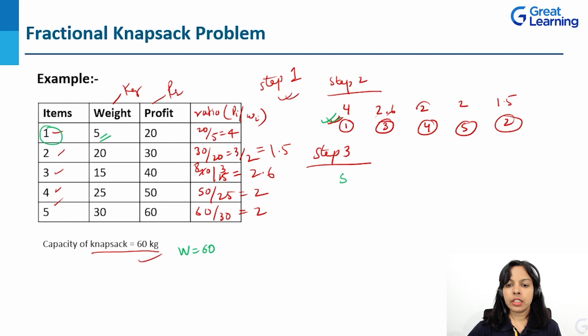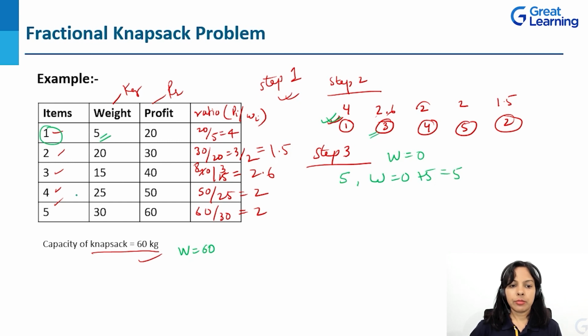Initially the bag is empty, so the value of W is 0. Now 5 kg is selected, so the weight value will be 0 plus 5, that is 5 kg. Still 5 is less than 60, so we compare 5 less than 60. Yes, it is less, so we will select the next item.